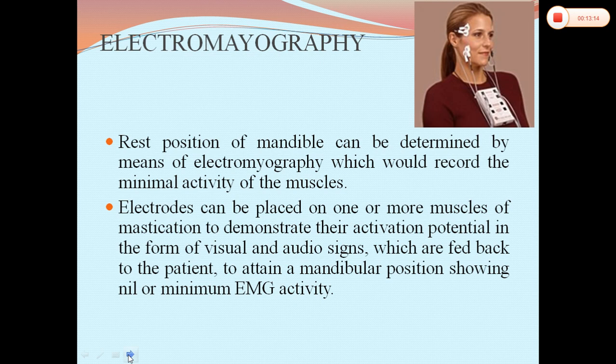Electromyography: the rest position of the mandible can be determined by means of electromyography, which would record the minimal activity of the muscle. Electrodes can be placed on one or more muscles of mastication to demonstrate their activation potential in the form of visual and audio signs, which are fed back to the patient to attain the mandibular position showing nil or minimum EMG activity.